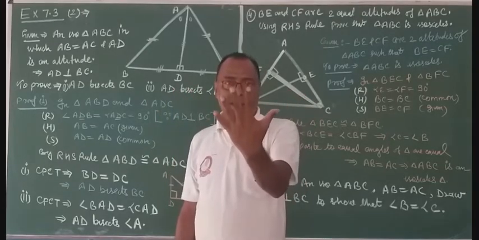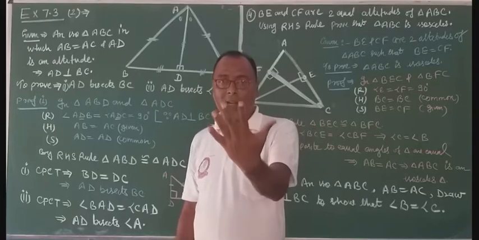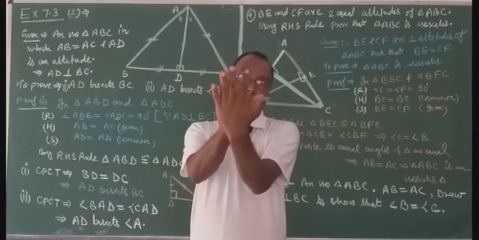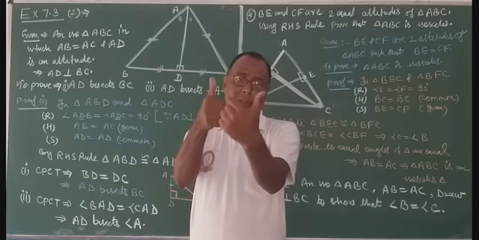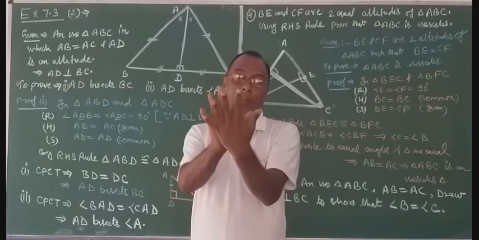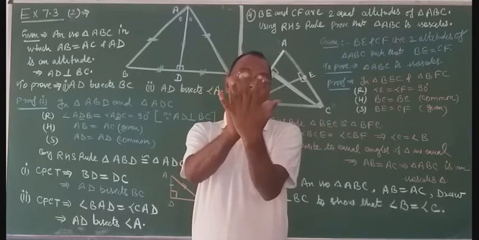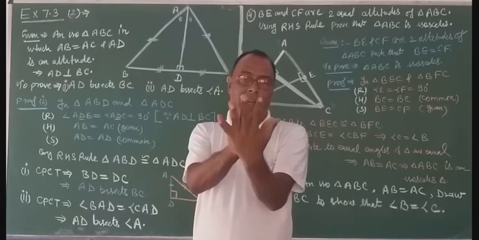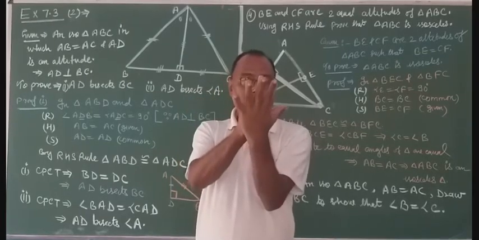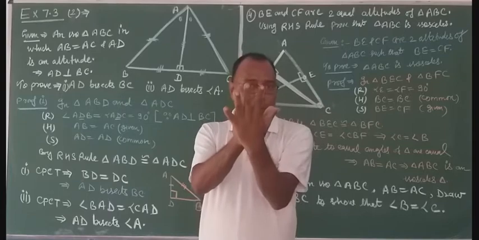5 fingers are there. 5 fingers of this hand and 5 fingers of this hand will be overlapped on each other. Then the thumb will be the corresponding part for the thumb. This index finger will be the corresponding part for the index, this middle finger will be the corresponding part for this, and this little finger will be the corresponding part for the little finger. Is it okay?